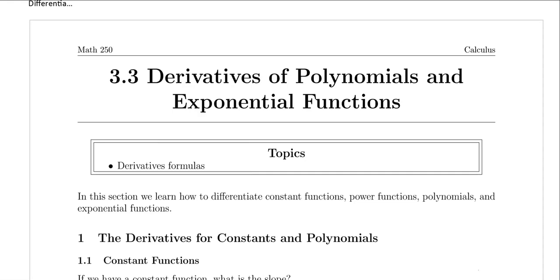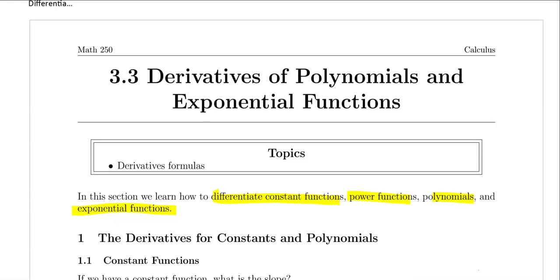Hi everyone, welcome to part 1 of our video lecture on section 3.3 dealing with the derivatives of polynomials and exponential functions. So in this set of videos, we're going to learn how to differentiate constant functions, power functions, polynomials, and exponential functions without the need to use the limit definition of the derivative. These rules that we're going to be learning are what I like to call the shortcut rules.